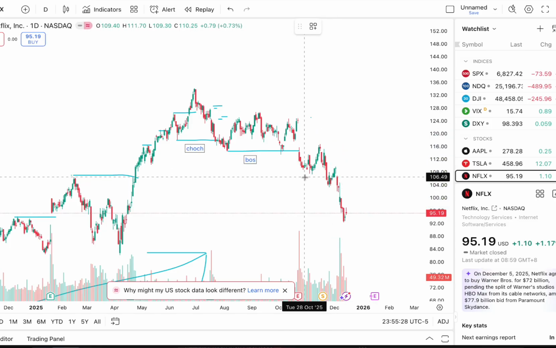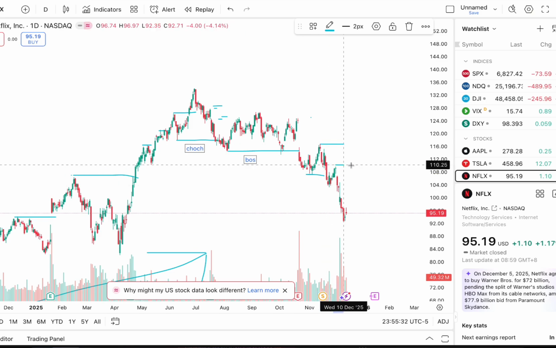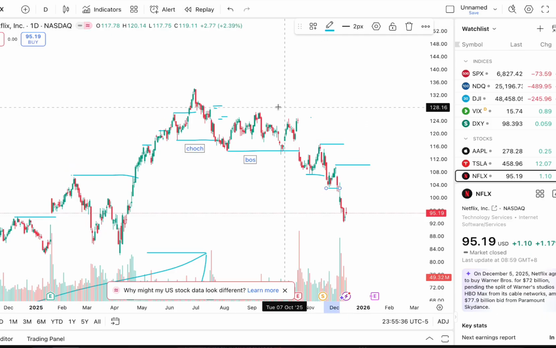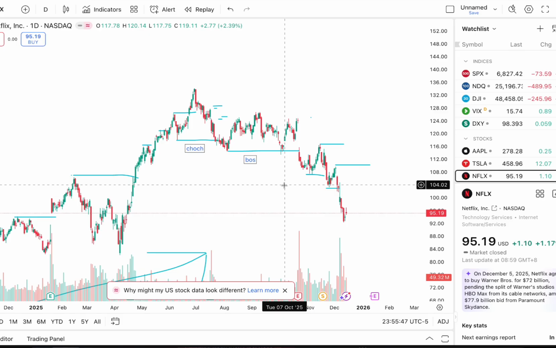And then price just makes lower low, lower high, lower high, lower low from that point onwards. So the market always gives you opportunities to get out of your positions from observing the CHoCH and the BOS. So guys, it's extremely powerful.